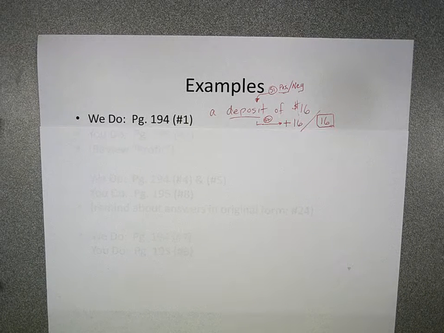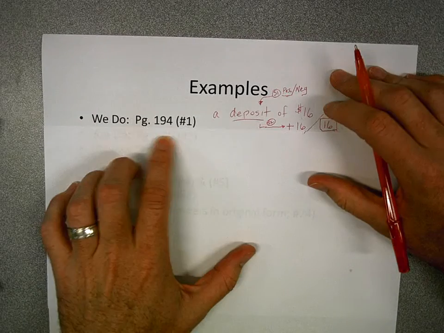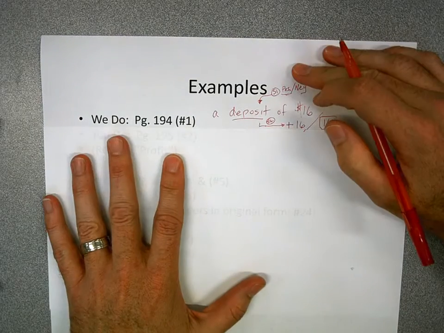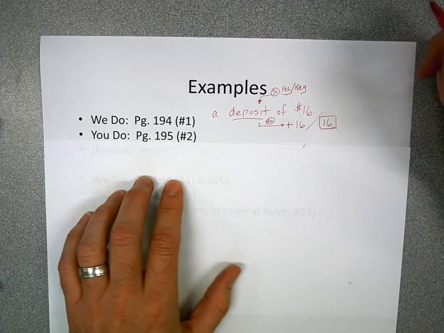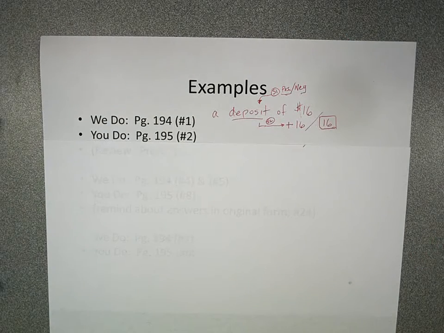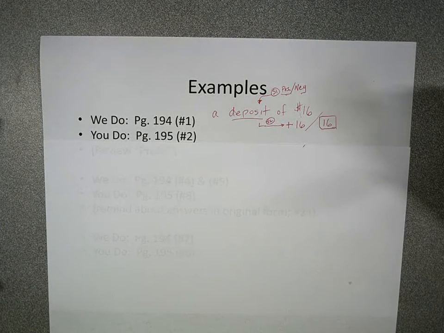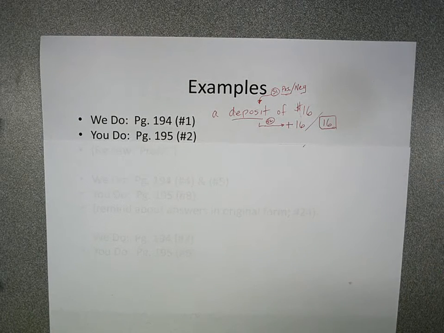Here's what I'd like you guys to do. Go over to your homework, page 195, and take a look at number 2. Using the steps, I'm giving you 30 seconds. It shouldn't take you any longer than that. It says a bank withdrawal of $50. A withdrawal, let's just say, is the opposite of a deposit. With a deposit, you're putting money in. With a withdrawal, you're taking money out of your account. So 30 seconds. Go ahead and write an integer that describes that situation. Go.